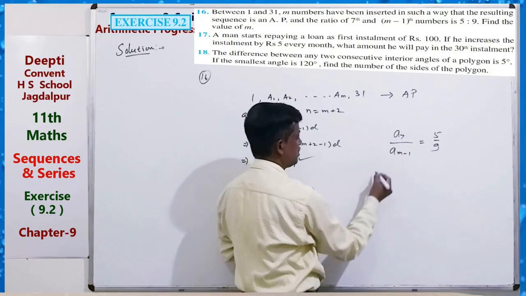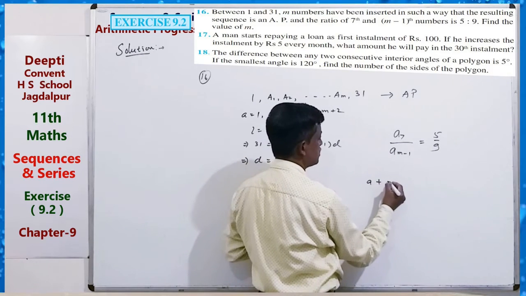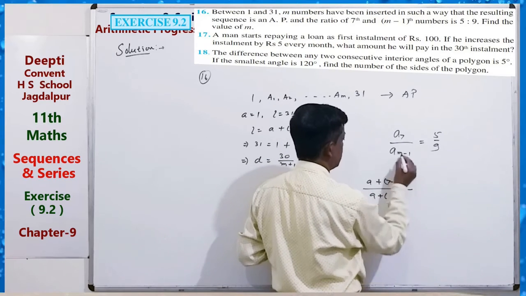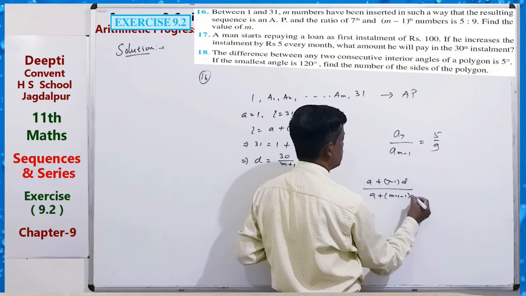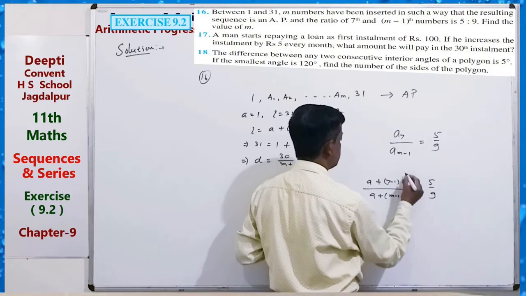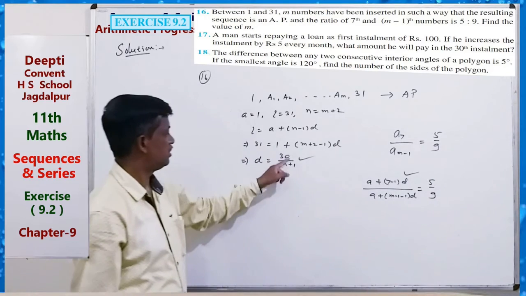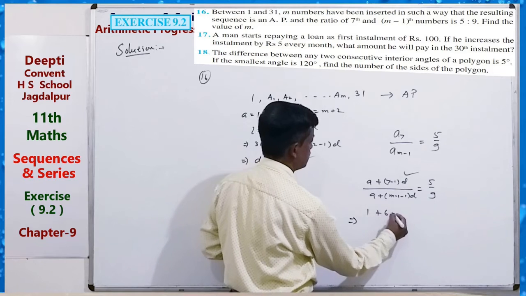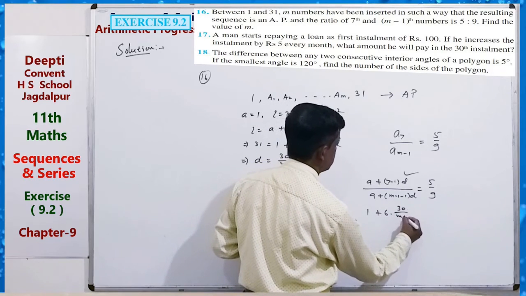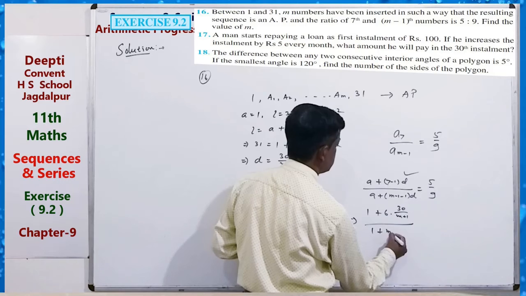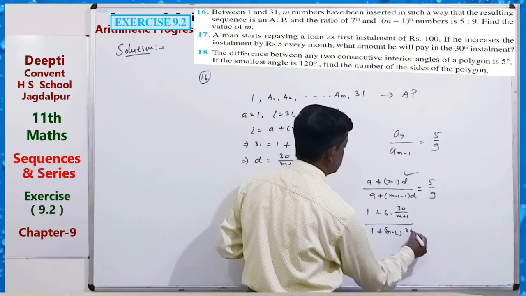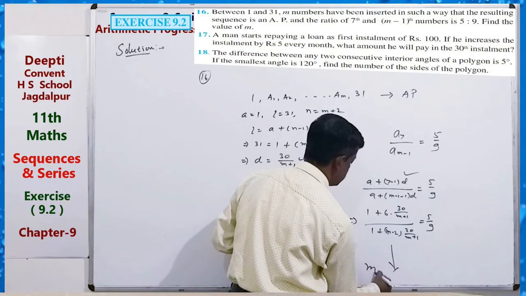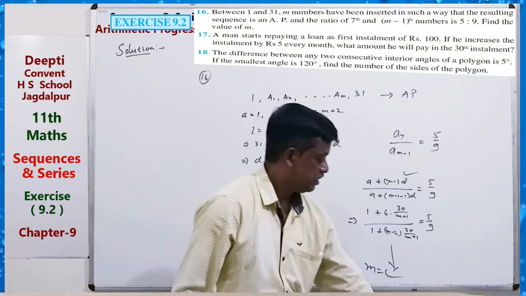Using this d, a7 means a plus (7 minus 1) into d, upon a plus (m minus 1 minus 1) d, equals 5 by 9. Just put the value of d here, 30 by (m plus 1), and a is 1. So (1 plus 6d) upon (1 plus (m minus 2) into d), with d equal to 30 by (m plus 1), equals 5 by 9. Now solving it, you can get the value of m.